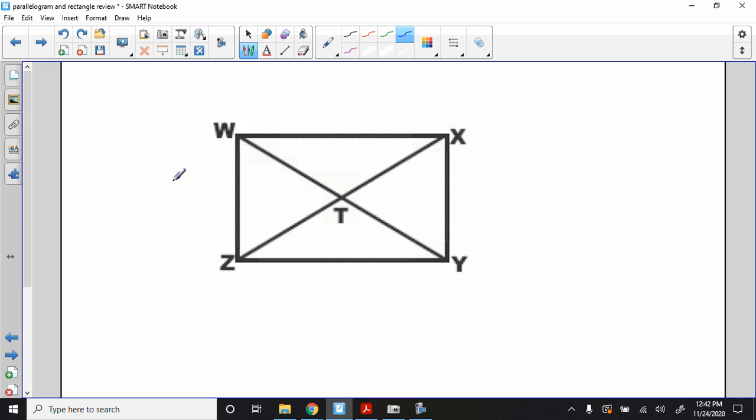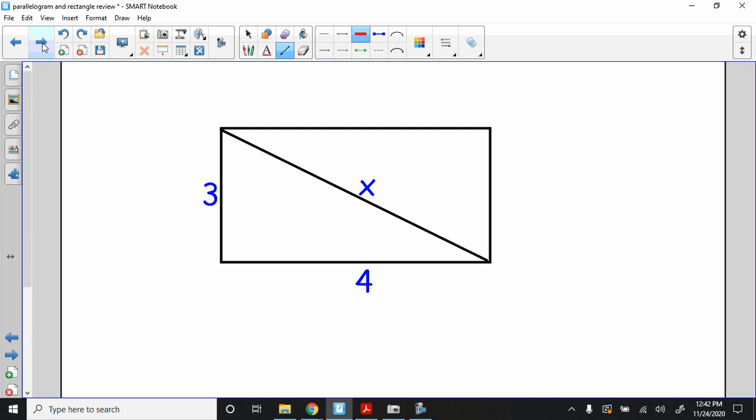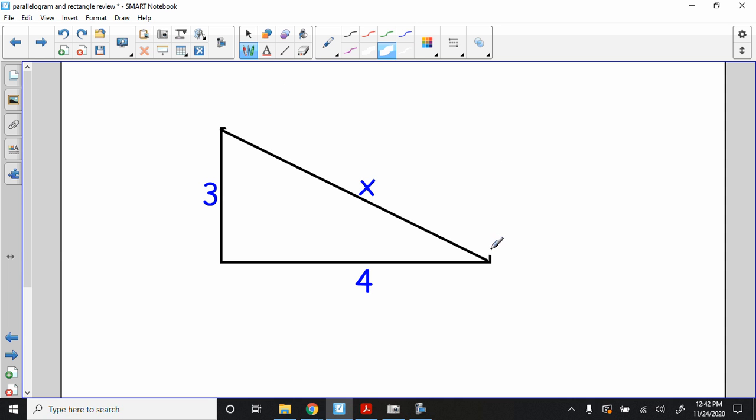Last page here. So if I told you that this side was 3 and this side was 4, and the objective is to find one of the diagonals, you have to see this as a right triangle. You have to be able to break the picture down into a right triangle. And remember, this is something I showed you in the video, that you will need the Pythagorean theorem to solve this. This would be a squared plus b squared equals c squared. The c is always directly across from the right angle.